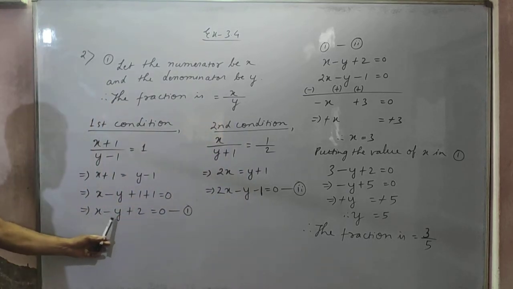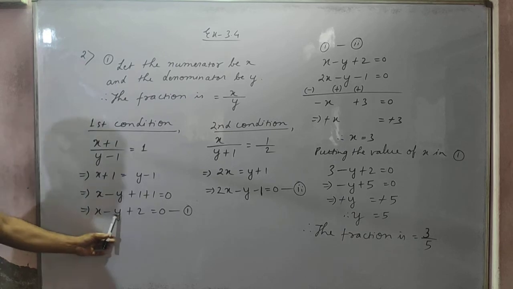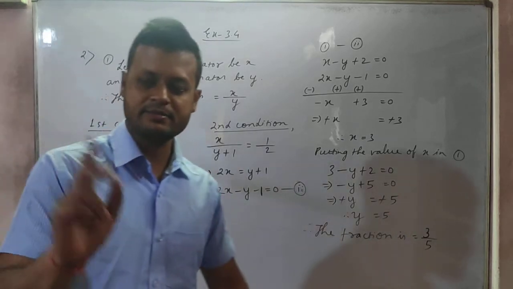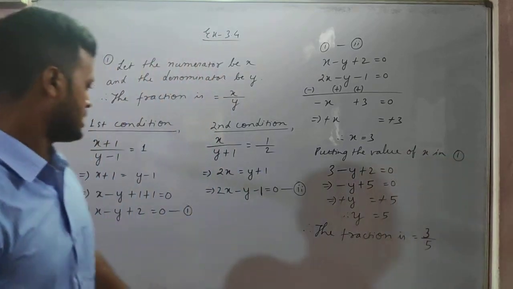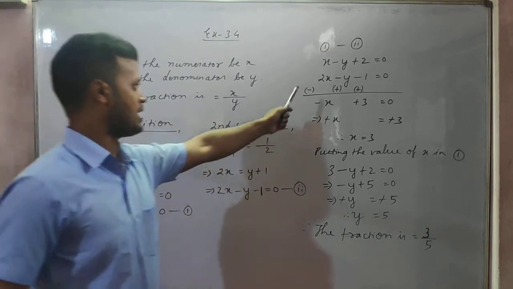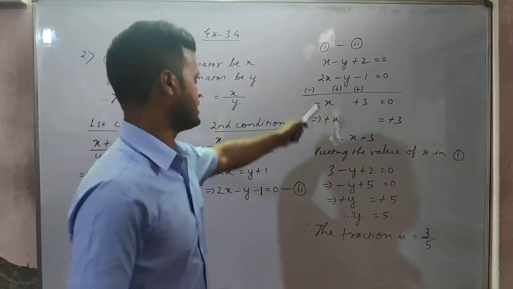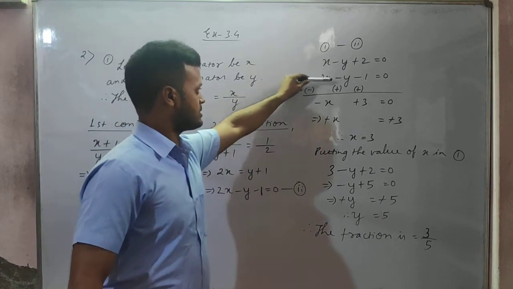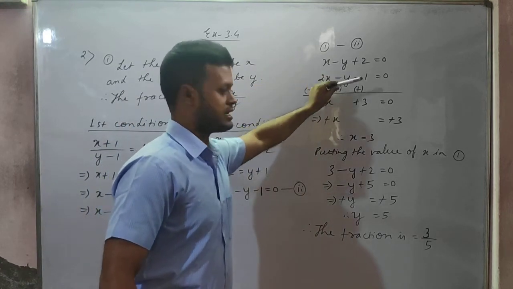Now the sign we have to see. Before this y minus sign is there, before this y also minus sign is there. Both the signs are same, then we have to subtract. So that means 1 minus 2, this equation minus this equation. In the lower line, whatever signs are there, you have to change the sign. Here plus sign is there, write minus. Here minus sign is there, write plus.